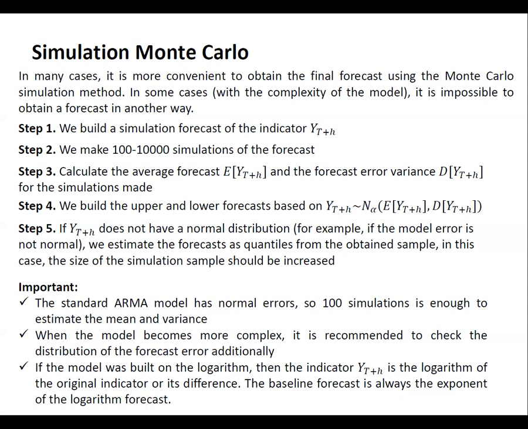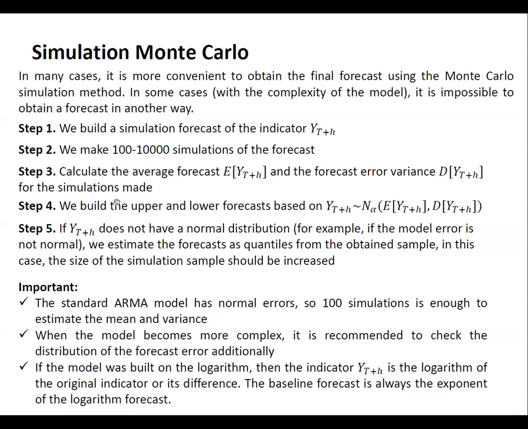If we do not have such assumptions about the type of distribution, then it is better to make the maximum number of simulations, that is 10,000, and then calculate the quantiles of the distribution, that is, the upper and lower forecasts correspond to the quantiles of the distribution with a given confidence level.